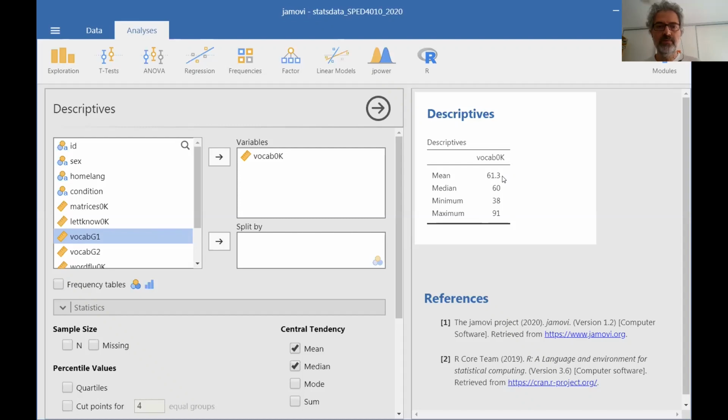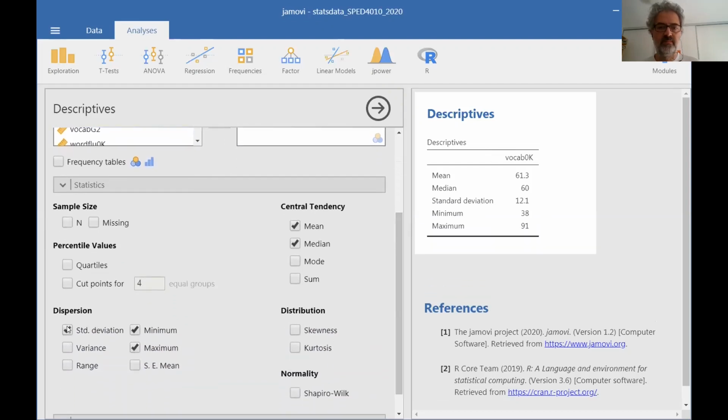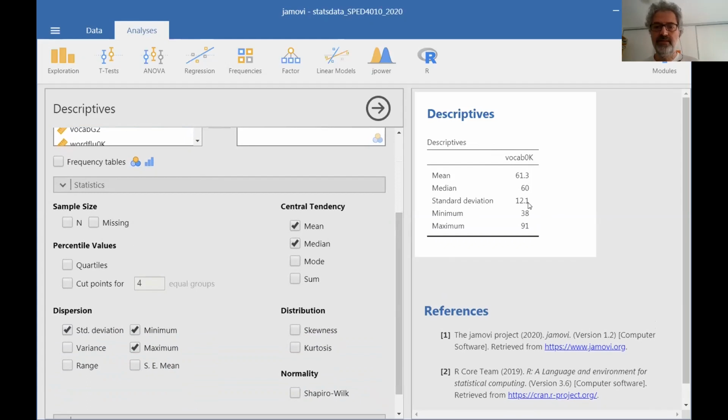But how low is it really? What proportion of children scores higher or lower than 47? That would be a much more useful kind of information to understand the meaning of this 47. Let us look at the standard deviation for our sample. The standard deviation is 12.1.